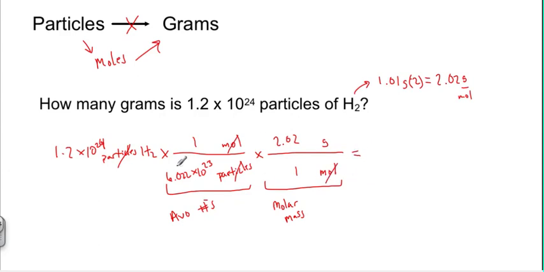And when I put this in the calculator, it's always important if you have these, put these in parentheses on your calculator so the order of operations is correct. And so 1.2 times 10 to the 24th particles times 1 divided by 6.022 times 10 to the 23rd particles times 2.02. And the final answer is 4.02 grams of H2. So again, moles is going to be how we get from particles to grams and grams to particles, and it's all hinging on being able to find the molar mass as well.